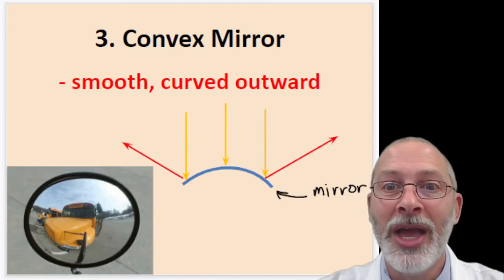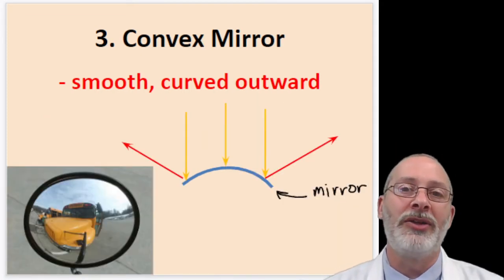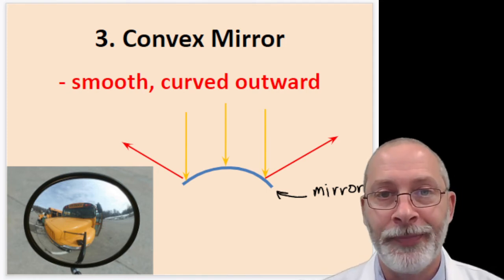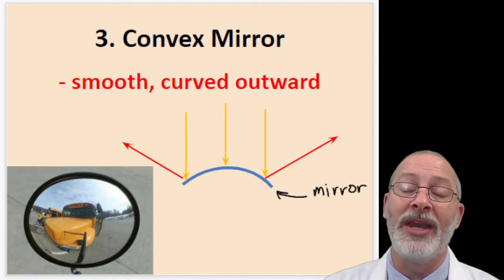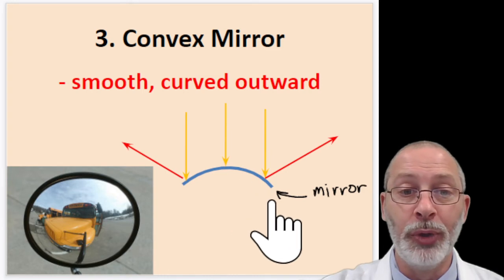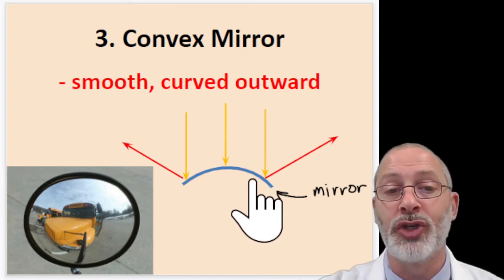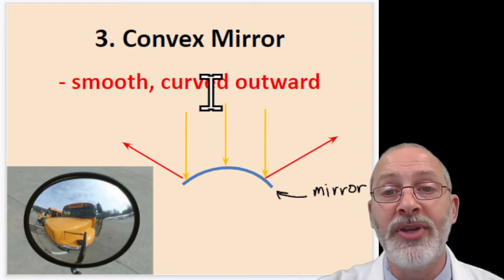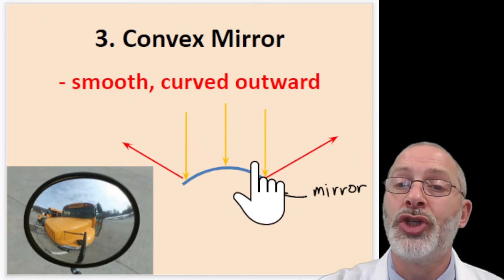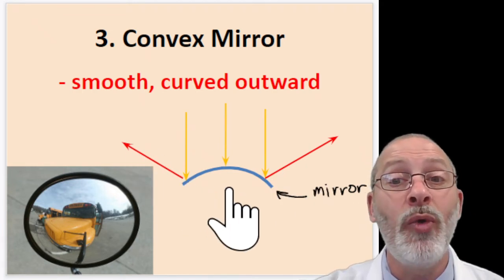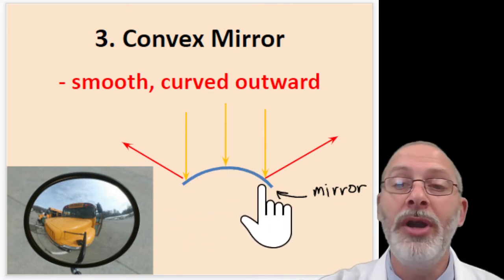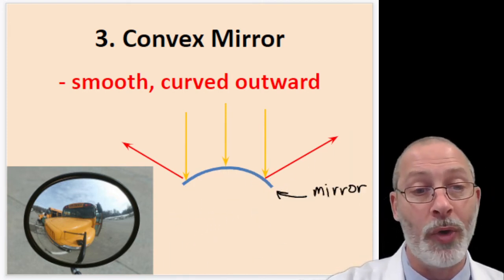But before you do, I want to introduce the third and the final type of mirror. This is called a convex mirror. A convex mirror is one that is smooth and curved outward. Again, the blue line here represents the cross section of the mirror. The yellow lines represent the parallel rays of light hitting the mirror, and the red lines show how the light is reflected outward from the center. So the mirror is curved outward and the reflection is outward.